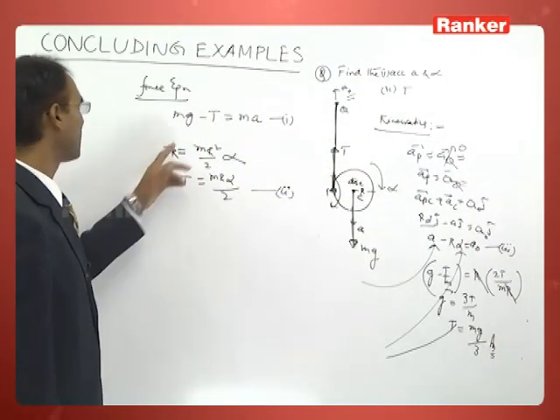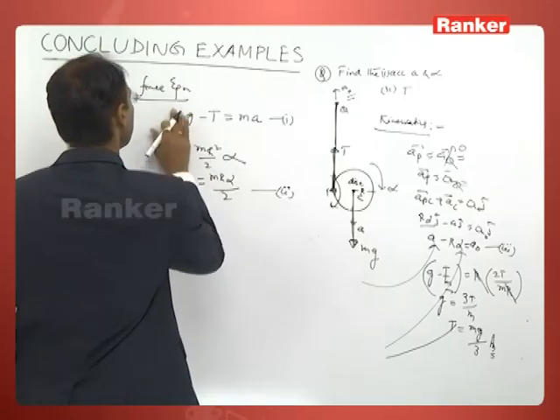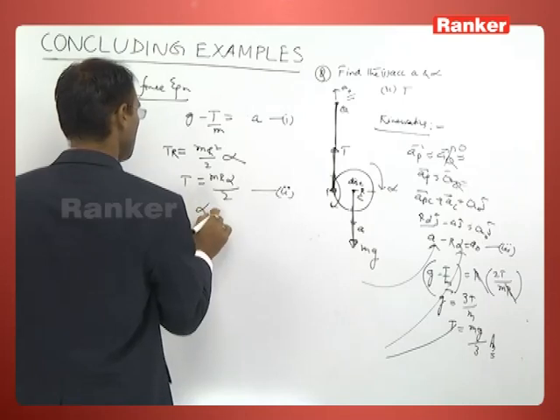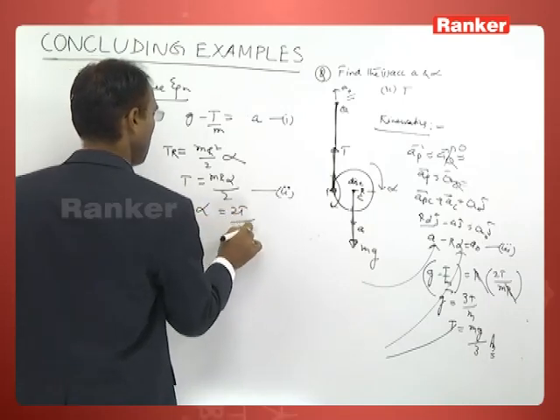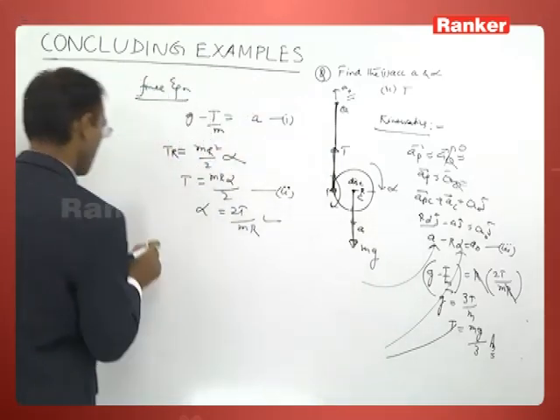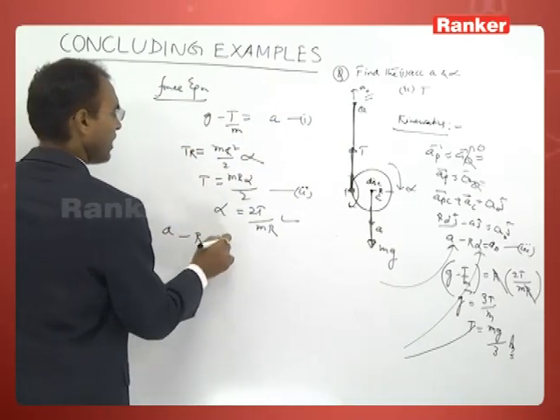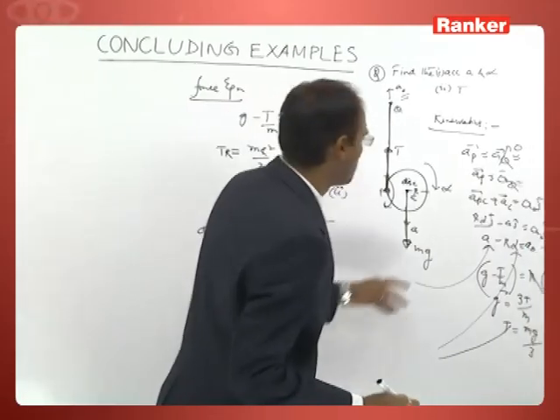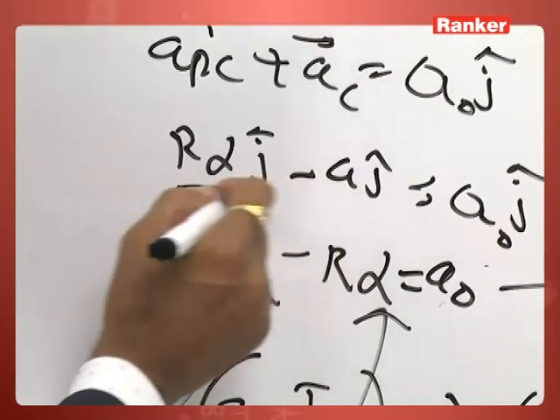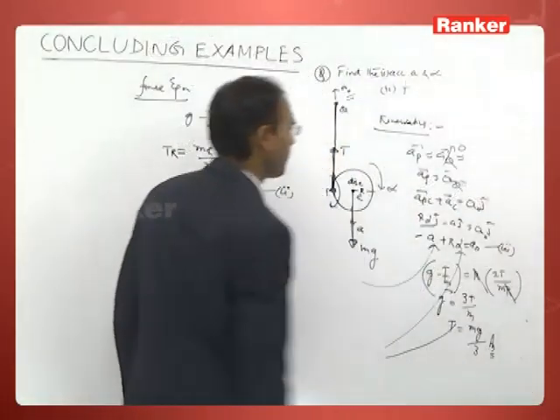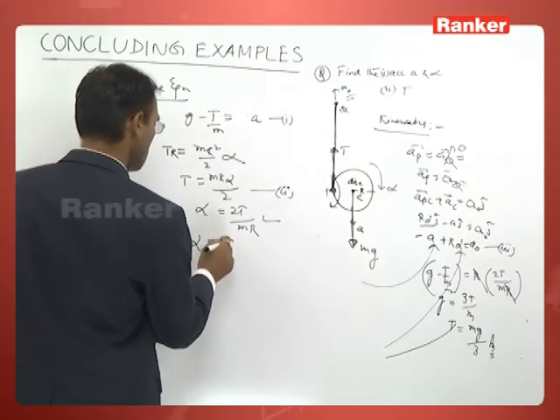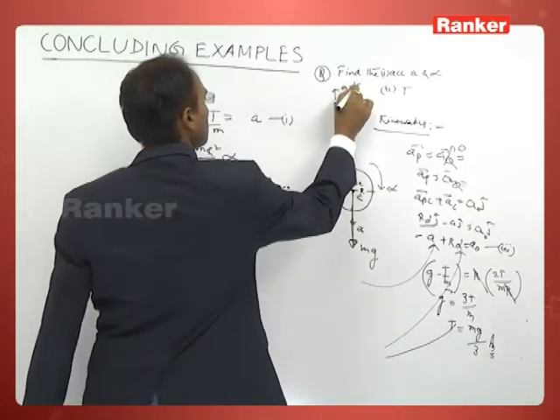Now substituting A from equation 1, that is equal to g minus T by M. Alpha will be equal to 2T by MR. We can get A minus R alpha, it's not A minus R alpha, it's R alpha minus A, is equal to A naught. A naught is given.